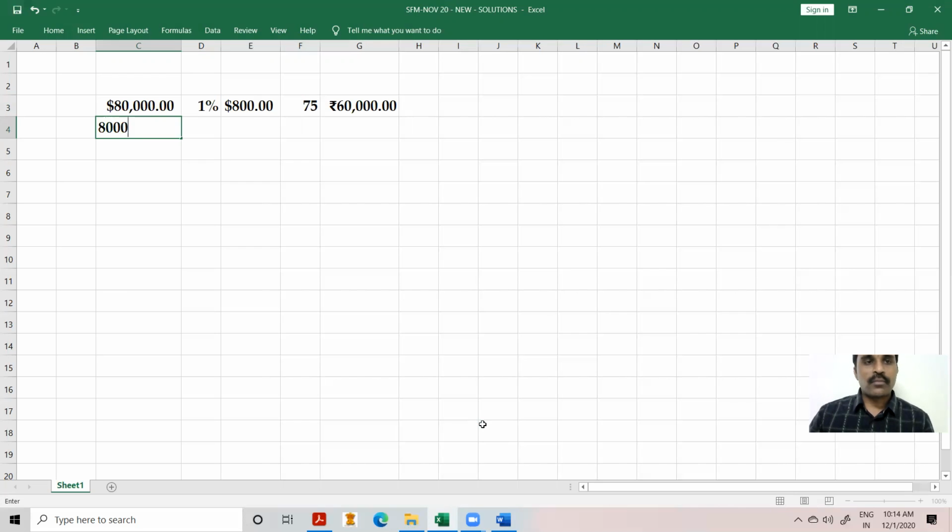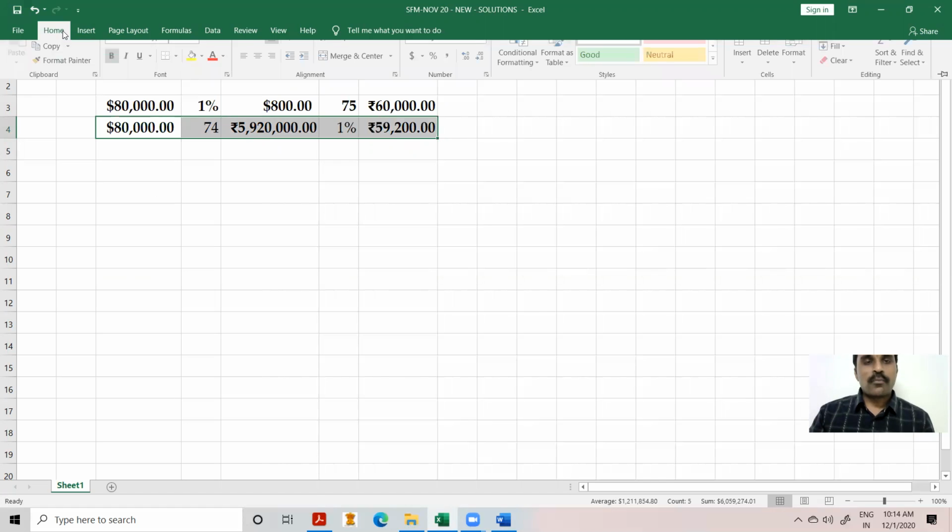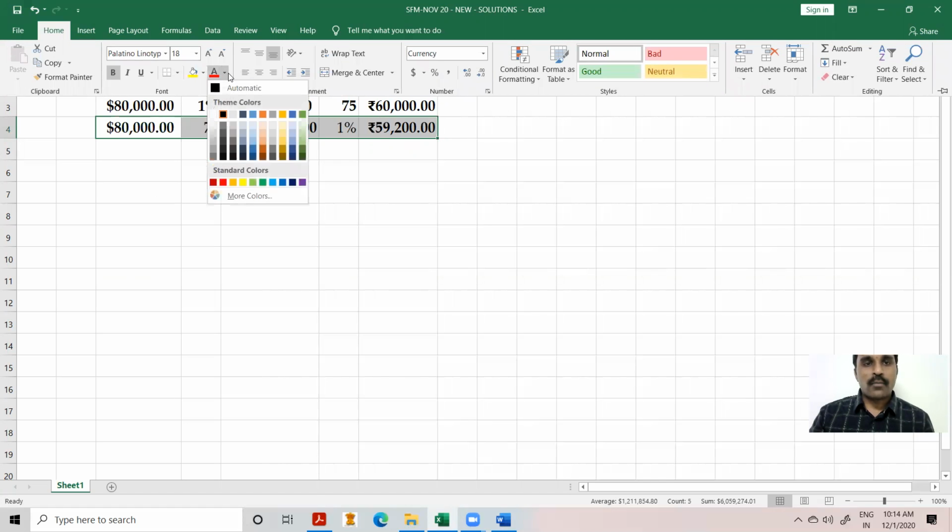The wrong calculation done by most of the students is this: 80,000. They will take 80,000 into 74. This will be 59 lakhs 20,000 rupees, and on that 1% will be 59,200. This is the wrong answer, because we are paying on the amount paid, not on the amount purchased.